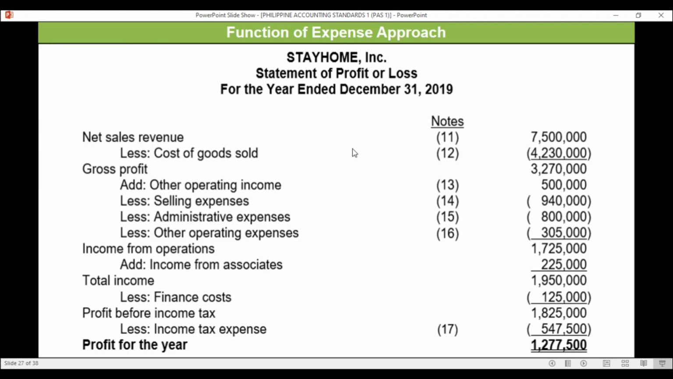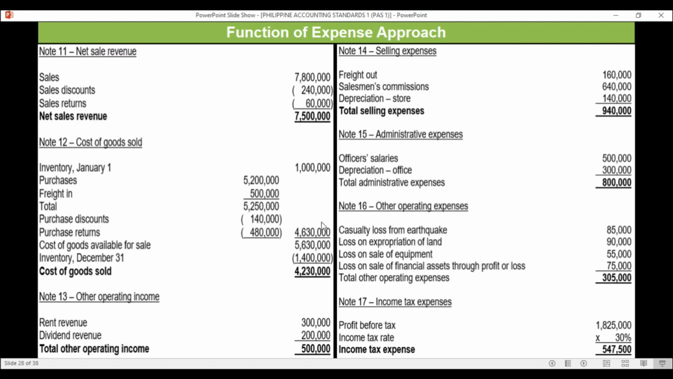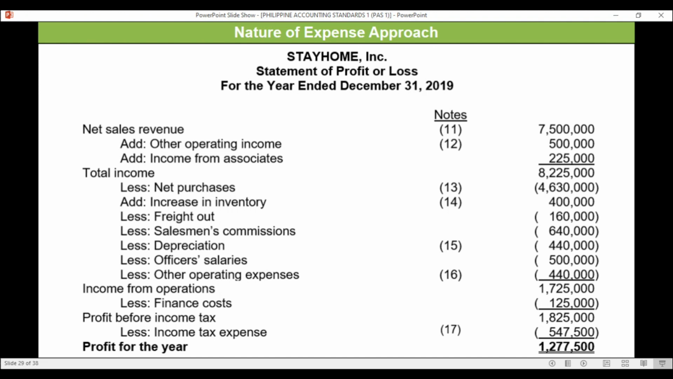So we have net sales revenue, we have the gross profit 3,270,000. Then down there to profit for the year. So in contrast with the nature of expense, you cannot see there the cost of goods sold, but still it can be computed naman.